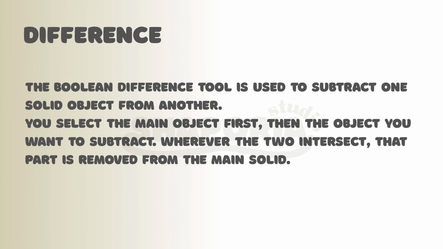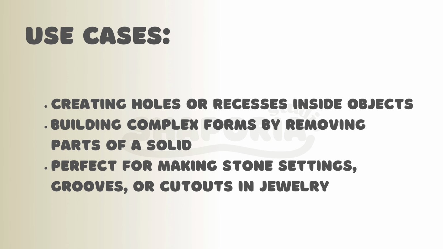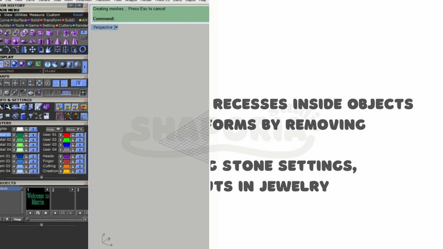The Boolean difference tool is used to subtract one solid object from another. You select the main object first, then the object you want to subtract. Wherever the two intersect, that part is removed from the main solid, creating holes or recesses inside objects, building complex forms by removing parts of a solid, perfect for making stone settings, grooves, or cutouts in jewelry.